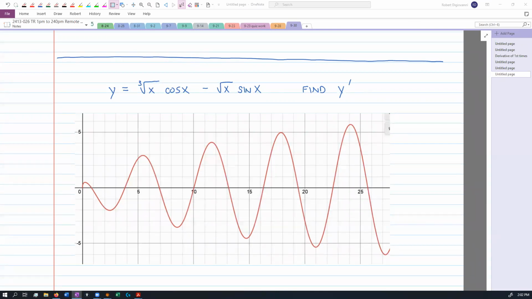Just for fun, while you're doing that, I graphed this function so you can see what it looks like. And once we get an answer, we'll graph its derivative and see if it looks right. So we don't have to simplify, right? Just the raw derivative.